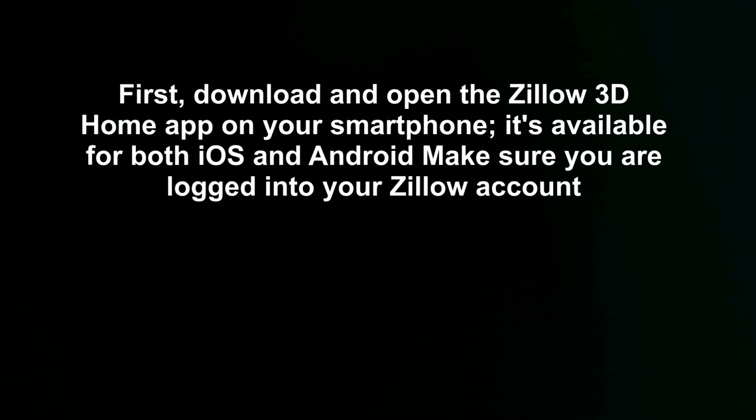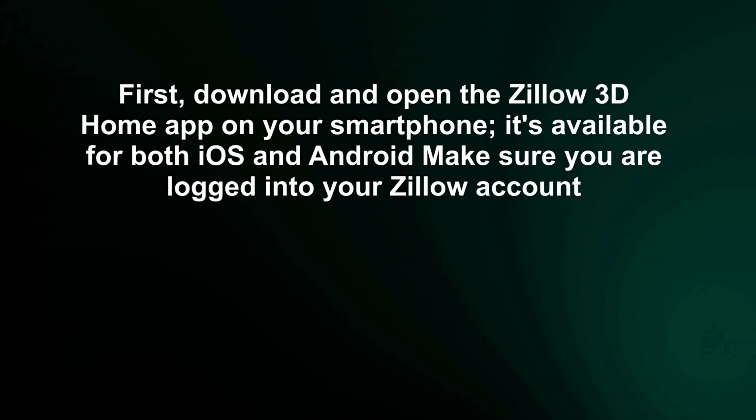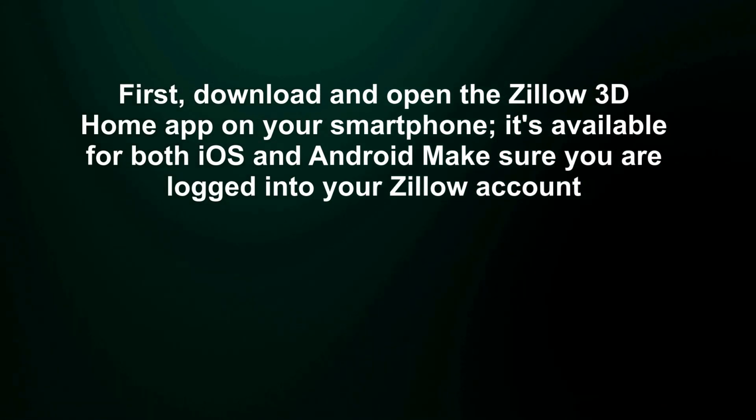First, download and open the Zillow 3D Home app on your smartphone. It's available for both iOS and Android. Make sure you are logged into your Zillow account.